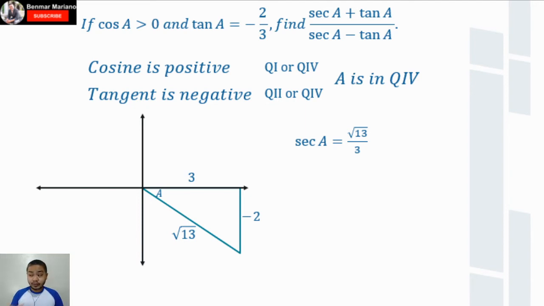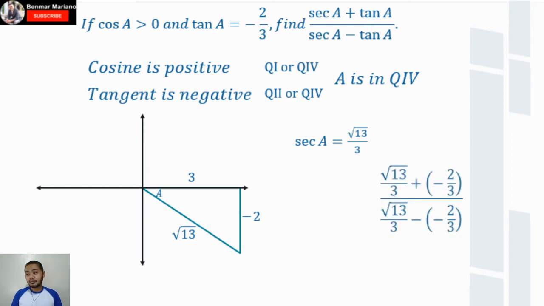Now, what we're going to do next is to substitute the value of square root of 13 over 3 to secant A and negative 2/3 to tangent A. Next, simplifying this one. On our numerator, it would be square root of 13 over 3 minus 2/3, all over, on our denominator, square root of 13 over 3 plus 2/3. Next, since we have similar fractions on both numerator and denominator, our numerator would become square root of 13 minus 2 all over 3. On our denominator, it would become square root of 13 plus 2 all over 3.